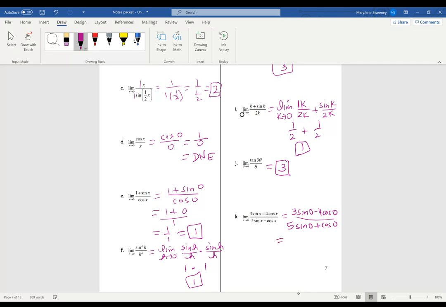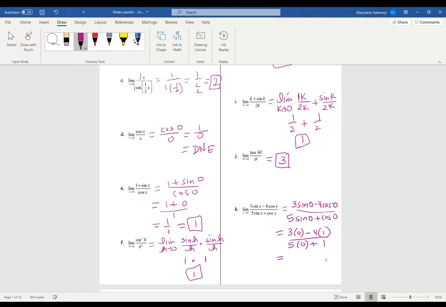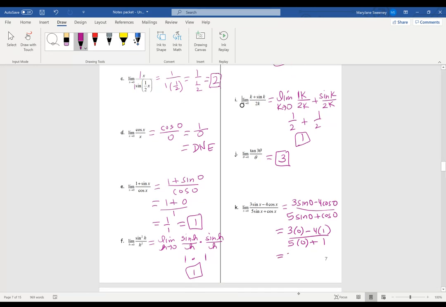Because this will be 3 times 0 minus 4 times 1, over 5 times 0 plus 1. So see, we're not going to get 0 over 0. We're going to get negative 4 over 1, which is negative 4. It's only when you get 0 over 0 indeterminable form that you have to do something else. Okay, so that's it for our trig limits.